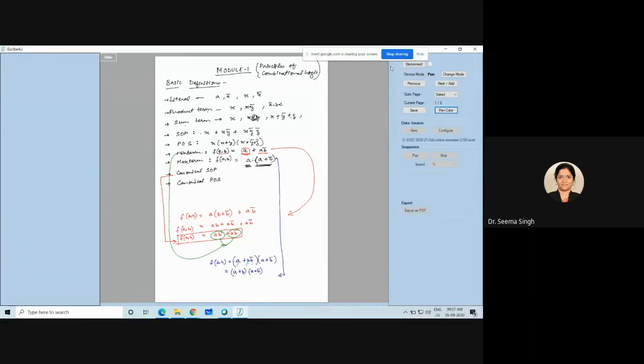When this B is given, this A is distributed to B, it becomes A plus B. And when this A is distributed to B bar, it becomes A plus B bar. So this is your expansion of distributive law with respect to OR function.